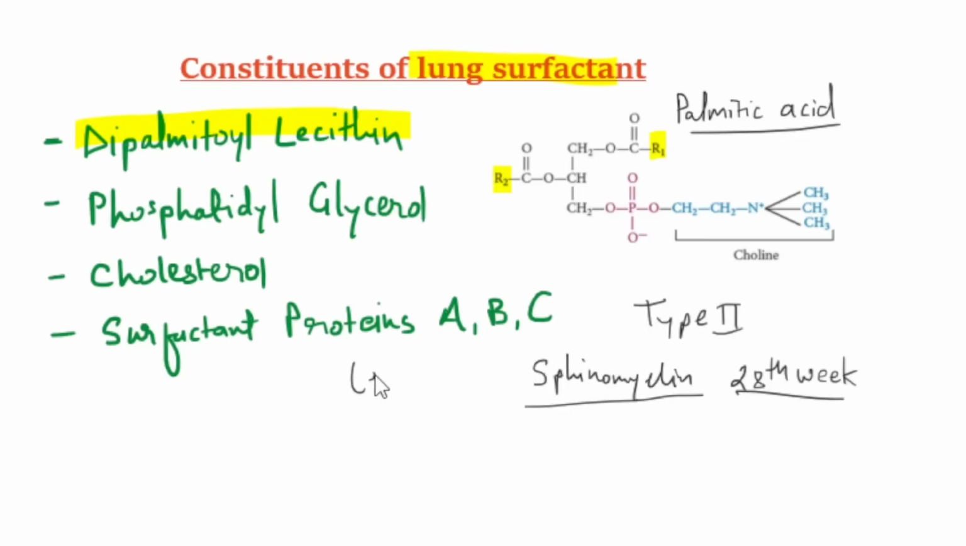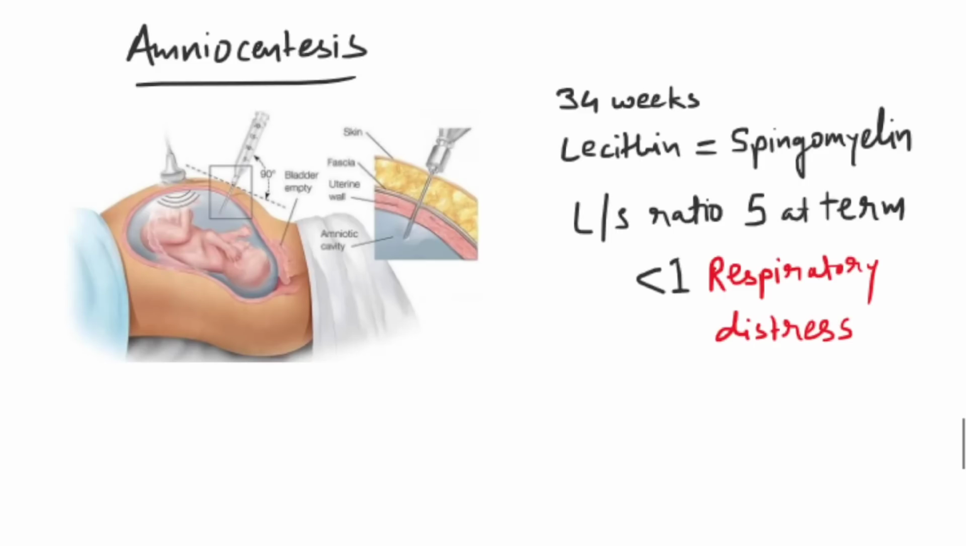But as the fetus matures, more lecithin is synthesized. The lecithin to sphingomyelin ratio should be more than 2 for fetal lung maturity. The lecithin to sphingomyelin ratio in amniotic fluid is an indicator frequently used to evaluate fetal lung maturity. Prior to 34 weeks of gestation, the concentrations of lecithin and sphingomyelin are equal. Later, the concentration of lecithin rises markedly and the lecithin-sphingomyelin ratio becomes 5 at term. A lecithin-sphingomyelin ratio less than 1 results in respiratory distress.